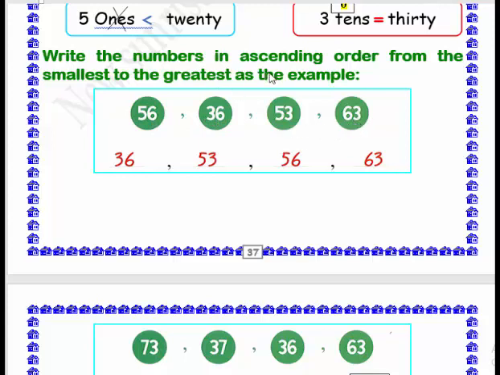In ascending order, we start from the smallest. Which one is the smallest number? The number that has the smallest tens. Where is the smallest tens? 3. So 36 is the smallest number, so we have to start with 36 and cross 36. Now we have 56 and 53 and 63. 5 is smaller than 6, but we have 56 and 53 and they have the same tens. Now we have to look at the ones. Where are the smallest ones? 3, so 53 is less than 56, so we have to write 53 and 56. And the last one, 63.